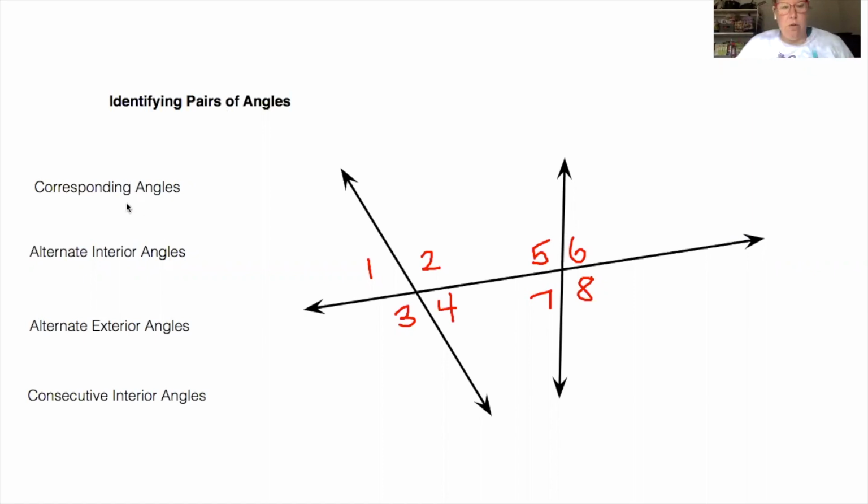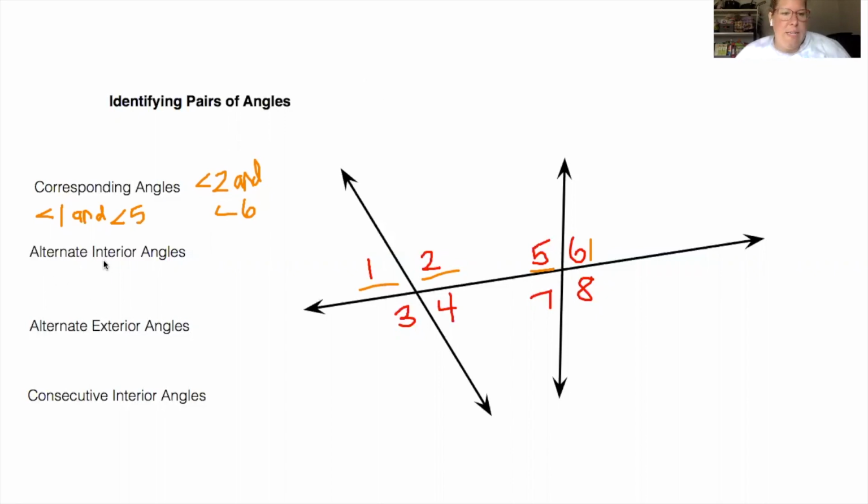So corresponding angles, we want angles that are in the same position. So angle 1 is in the same position as angle 5. So angle 1 and angle 5. Angle 2 is in the same position as angle 6. So we could say angle 2 and angle 6. We can also say 3 and 7, 4 and 8, but I'm not going to write all of those down. Okay.